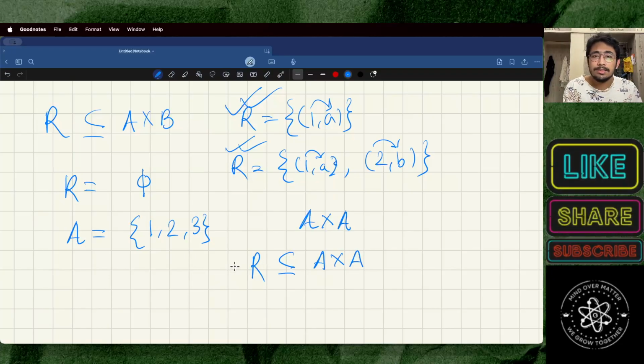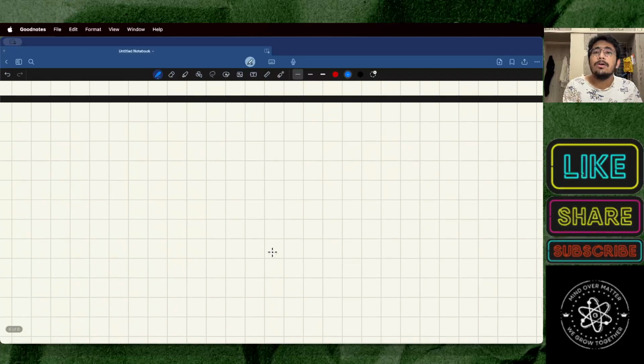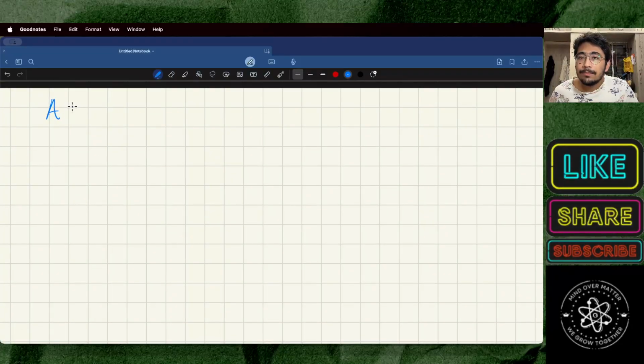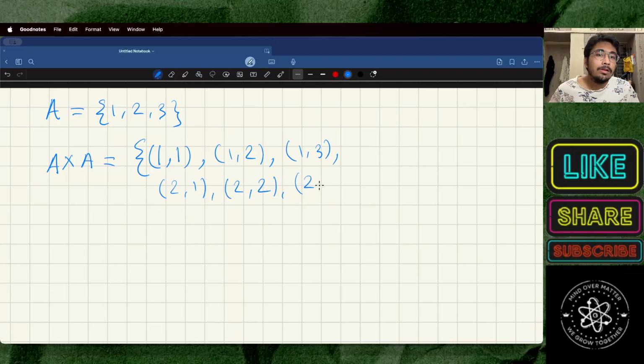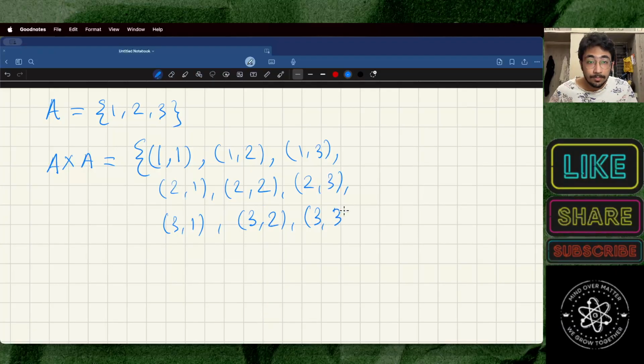Okay, so let's find what this can be. I'm taking a basic example here. Suppose A is {1, 2, 3}, and so my A cross A will be (1,1), (1,2), (1,3), (2,1), (2,2), (2,3), (3,1), (3,2), and (3,3).